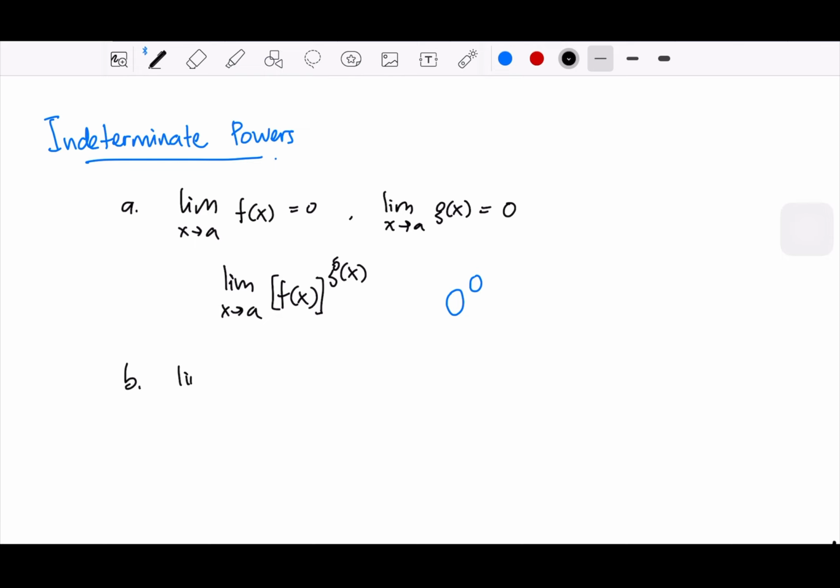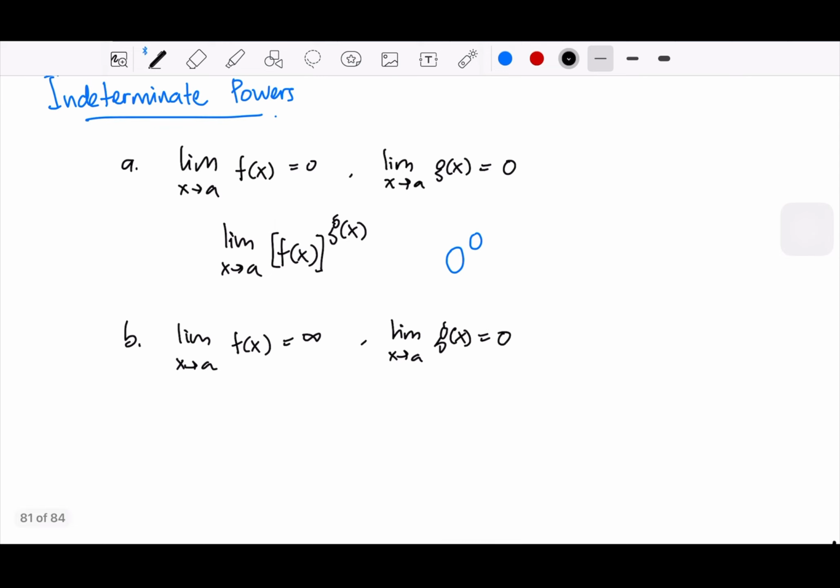The second one is when we have an infinite with power of 0.